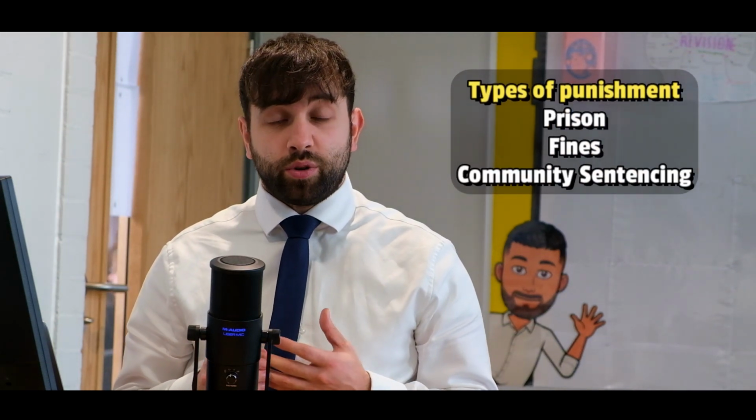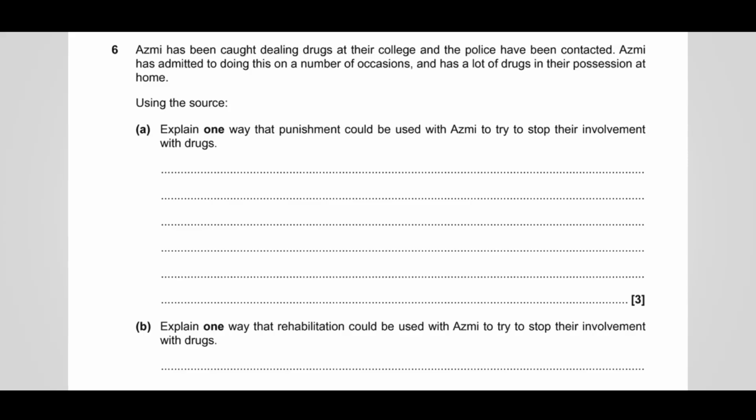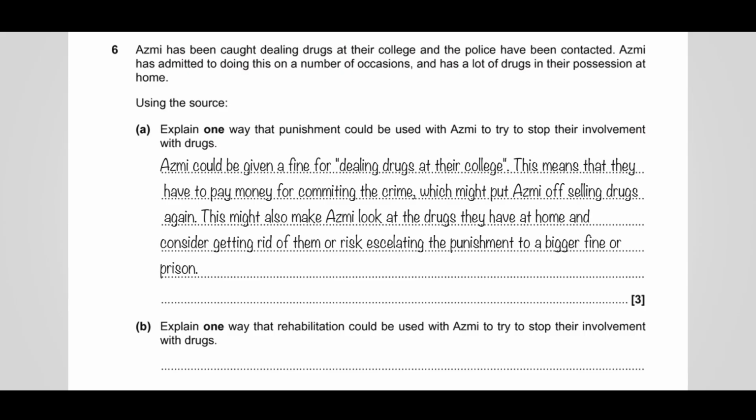And so out of those 3, we've got to pick one that's appropriate, and as long as you justify why that's appropriate, then you'll get yourself the marks here. So for this, you could say something like, maybe I would give Asmi some fines, and this would stop him from wanting to go and commit the crime again, because hopefully it would mean that they would not want to then get another fine. So it's a deterrent.